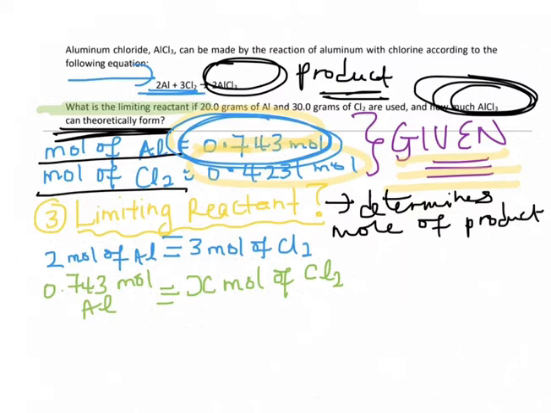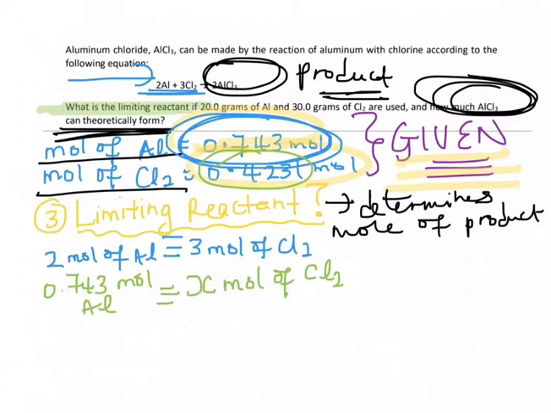If you want to test whether your aluminium is going to be the limiting reactant, then you leave the one over here as X and put the number 0.423 down here. You can do that too. But now I'm just going to guess that maybe chlorine is going to be the limiting reactant. So I'm going to do a cross multiplication.